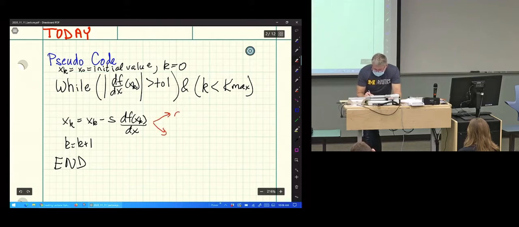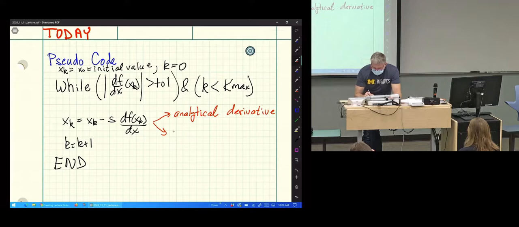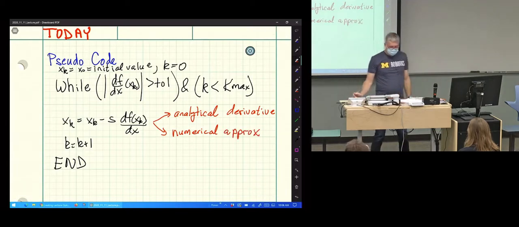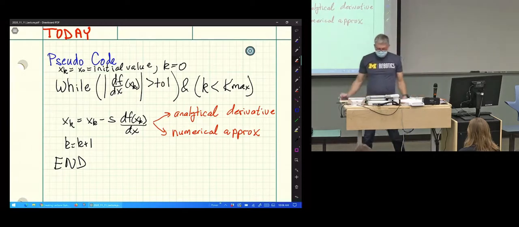You could have an analytical derivative here. So if you've done a lot of calculus and the function is easy, you can do an analytical derivative. But I think you're pretty comfortable now with a numerical approximation. So you could do a forward difference, a backward difference, or my favorite, the symmetric difference, okay? So lots of ways to generate the derivative.